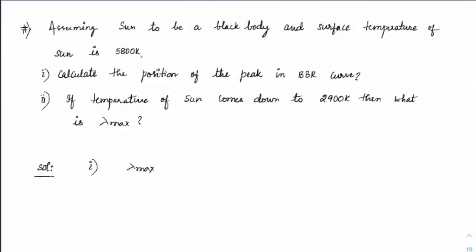Now this is a question that was asked once in JEE: assuming the sun to be a black body and the surface temperature of the sun is 5800 kelvins, calculate the position of the peak in the BBR curve, which means lambda max. You have to calculate lambda max. Second, if the temperature of the sun comes down to 2900, then what is the lambda max? All I can tell you, I will help you with the formula. Lambda max into temperature comes out to be 0.29 centimeter kelvin.